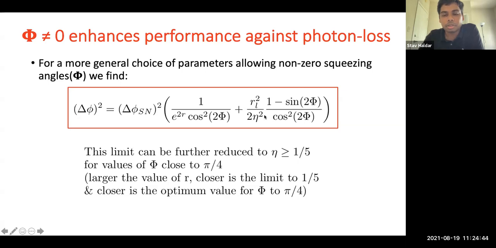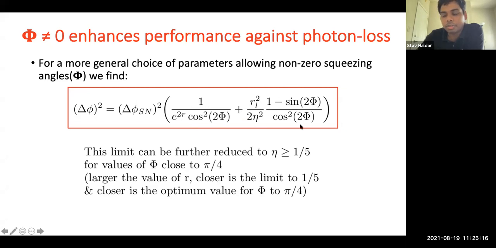But a slight problem here is that if you take phi equal to pi by 4, then this number explodes. So you can't exactly take phi equal to pi by 4, but also notice that there's this exponential factor e to the power 2r. So for a large enough r, you can go very close to phi equal to pi by 4, and still this number goes almost to 0 because this number is huge.